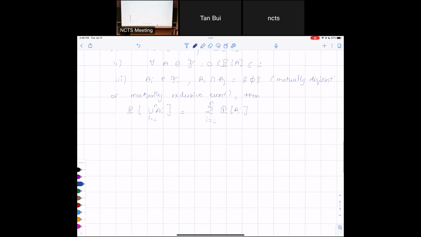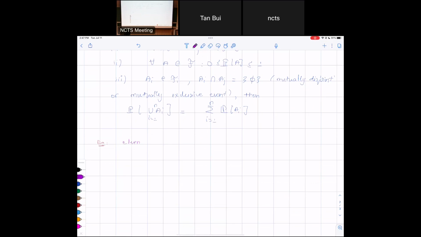Okay, so let me actually do an example here, right? One more example, and then we'll go to something more interesting. So, example. Any questions, by the way?